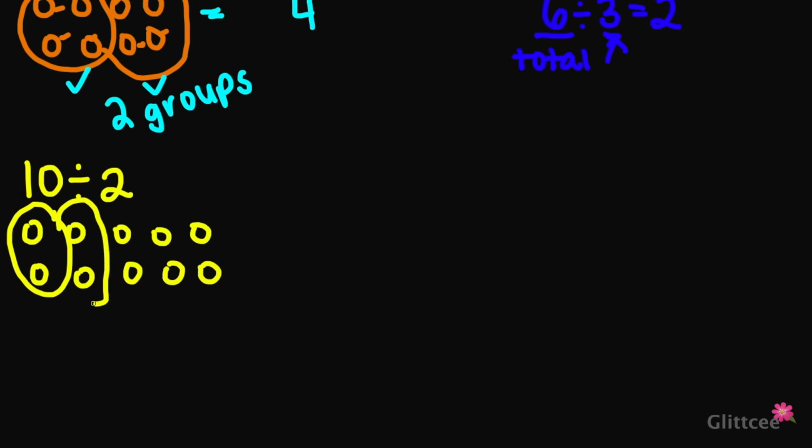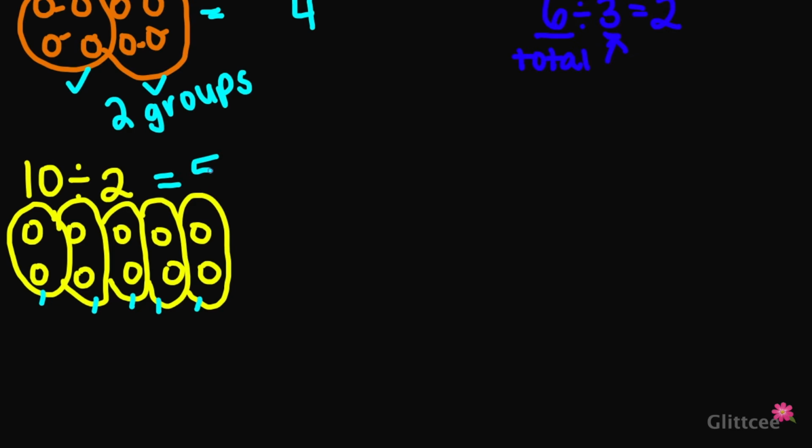This is another group here. This is another group. This is another group. And then this is another group. How many groups do I have? I have 1, 2, 3, 4, 5. So 10 divided by 2 is 5. I have 5 groups.